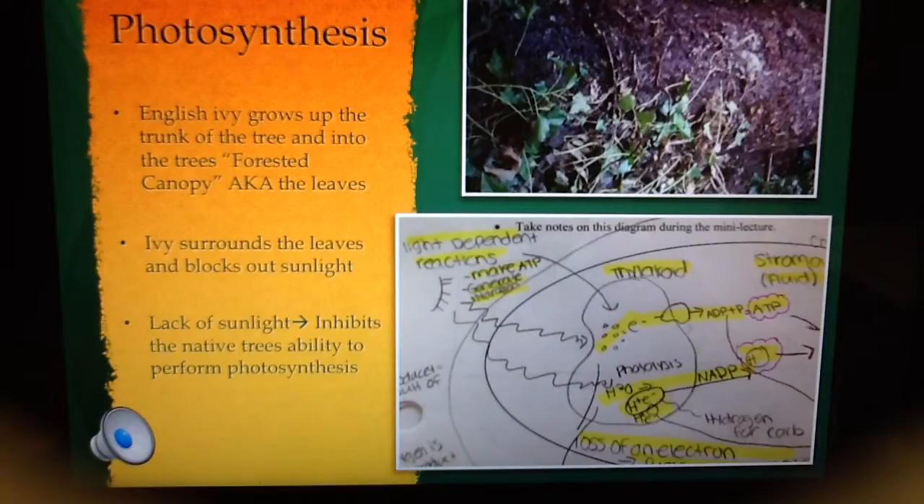But how might this happen? We know from class that for a plant to perform photosynthesis and produce its own carb, it needs hydrogen, CO2, and ATP to fuel the process. However, as we can see in the diagram, for hydrogen and ATP to be produced, we need sunlight, because those are the two light-dependent reactions.